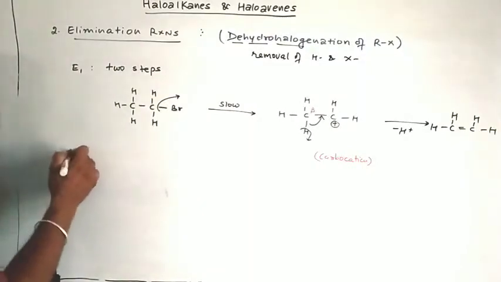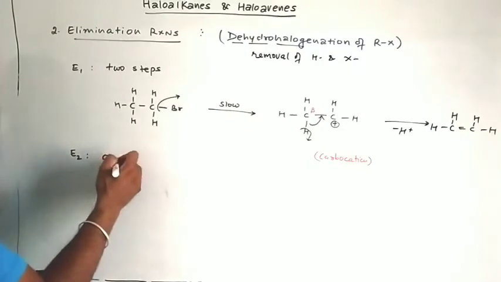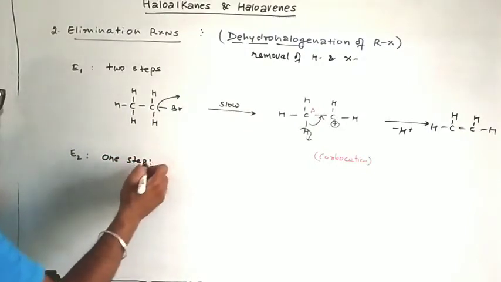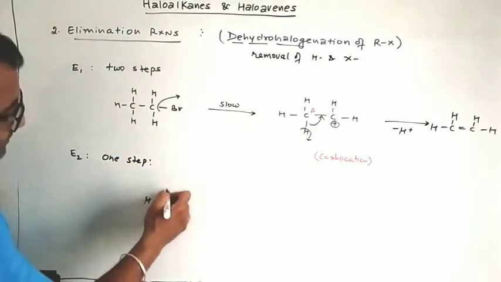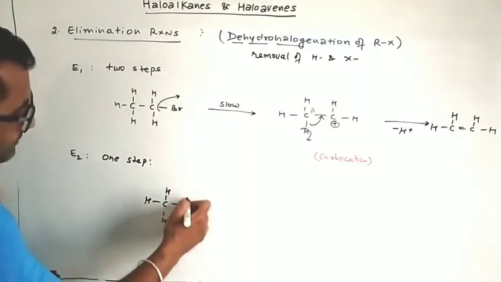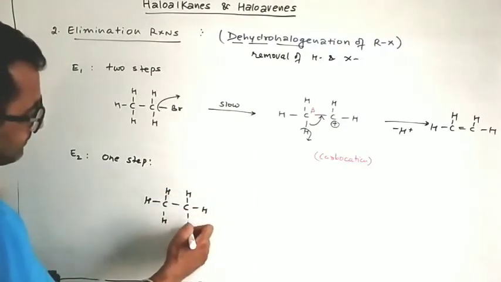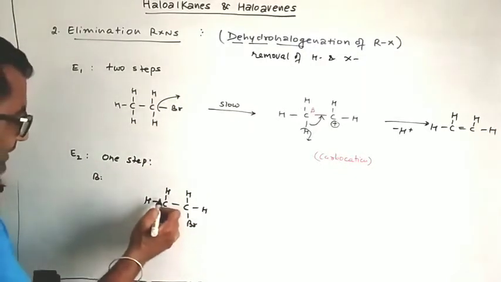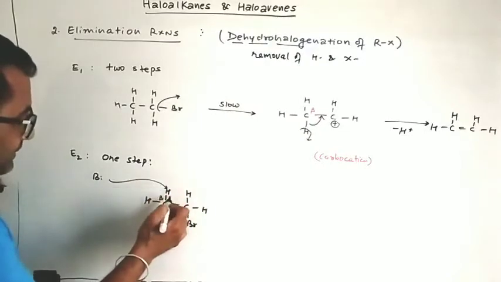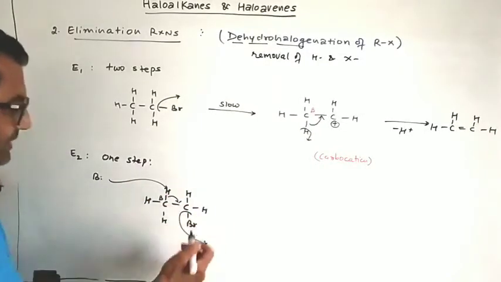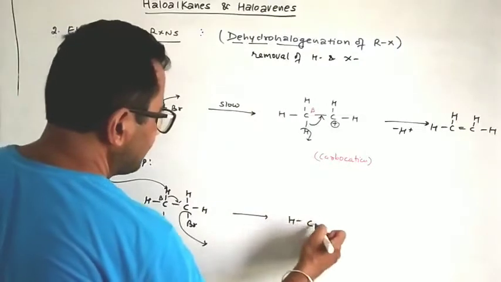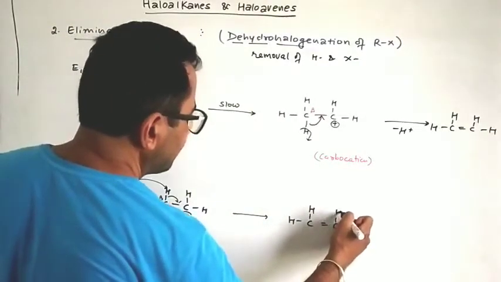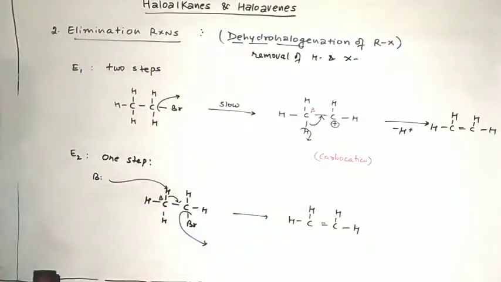What about E2? It takes place in one step. Let's write the same, bromoethane. Now suppose you have a base, it will take hydrogen from beta. This bond shifts here, this will go out. All take place in a single step. And you get ethene. So this is the different mechanism of E1 and E2.